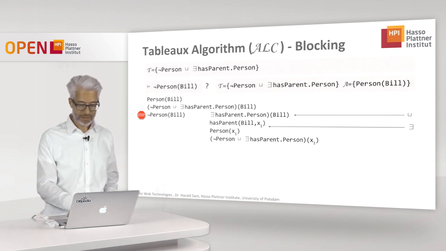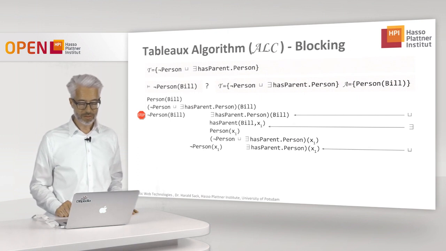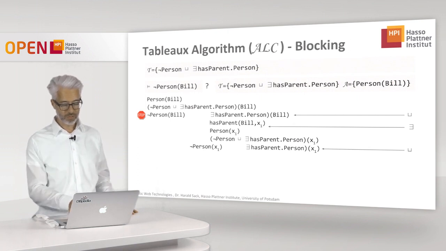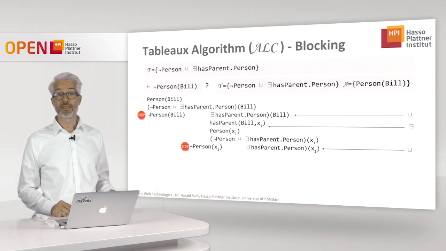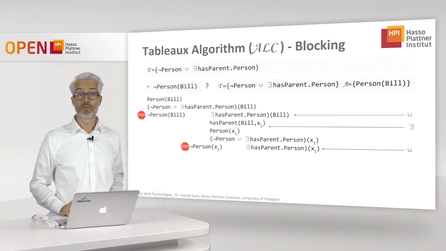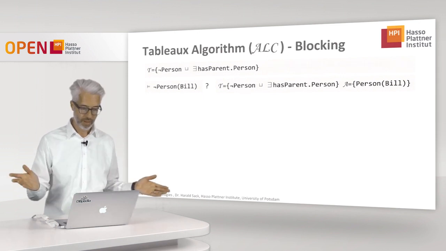We see this is a disjunction, and of course we can split the path and deduce that x1 is not a person, which closes that path. And on the other hand, we can also say there exists somebody who is the parent of x1 who is also a person, besides other things.